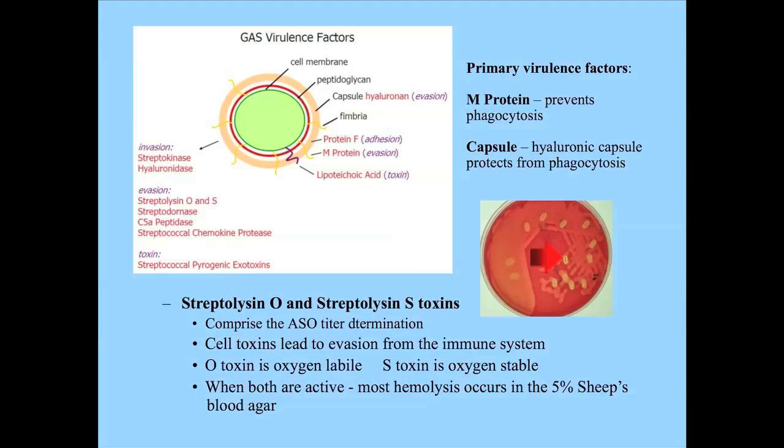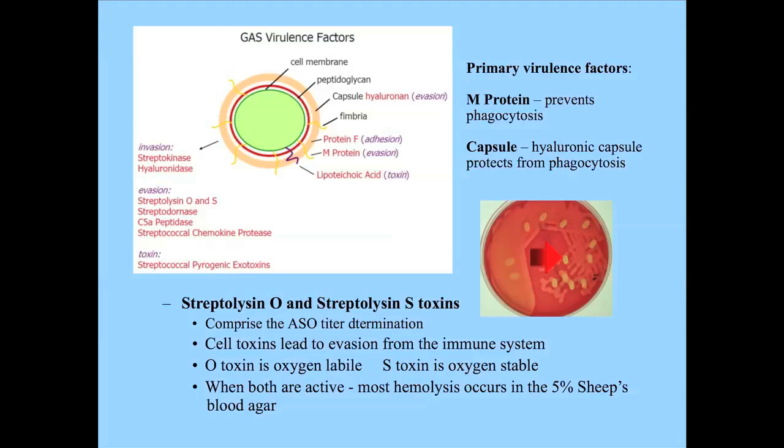Also, there is a capsule. It's a hyaluronic capsule that protects also from phagocytosis. One of the really interesting little things about Strep pyogenes is its ability to produce streptolysin O and streptolysin S toxins. If you look at that plate that I have pictured, you can see that there are some more intense areas of hemolysis than others.